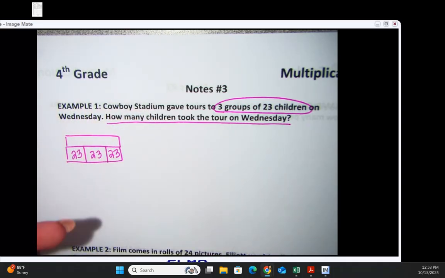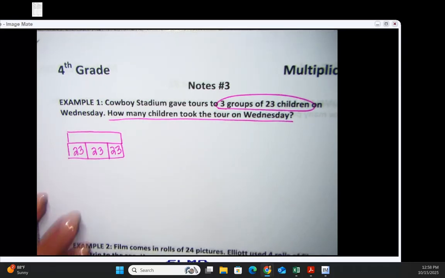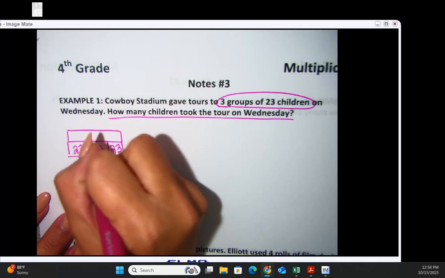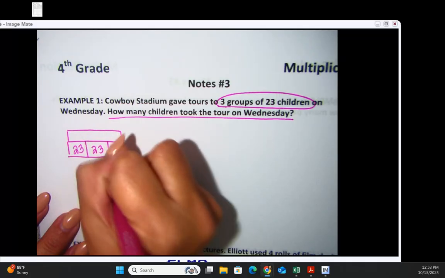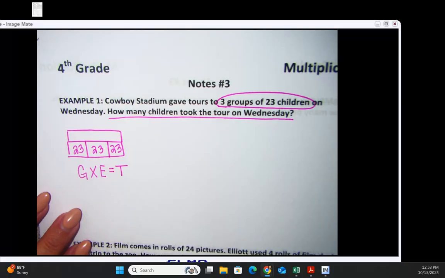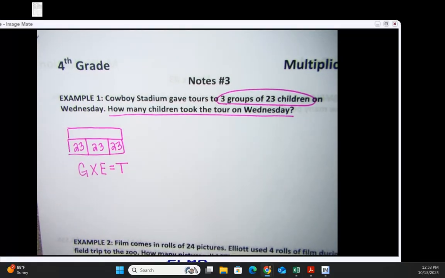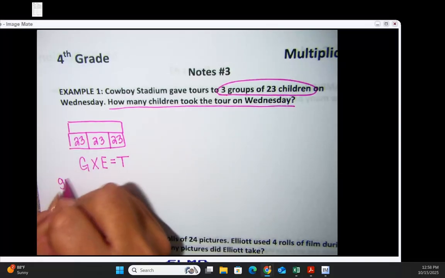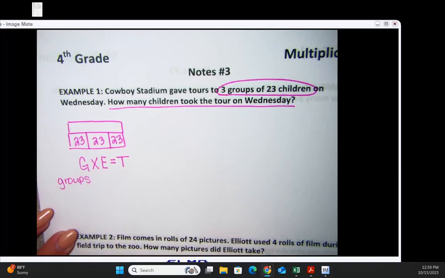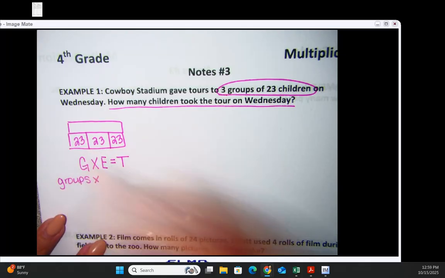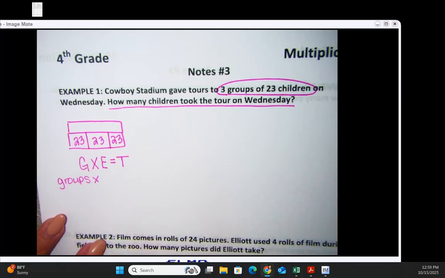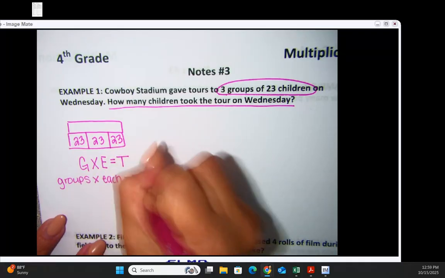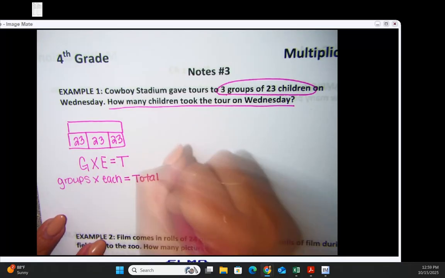Now remember yesterday we talked about the GET strategy? G times E equals T. Okay, who can tell me what G stands for? Groups. Very good. Times, what do you think E stands for? Each. Equals total.